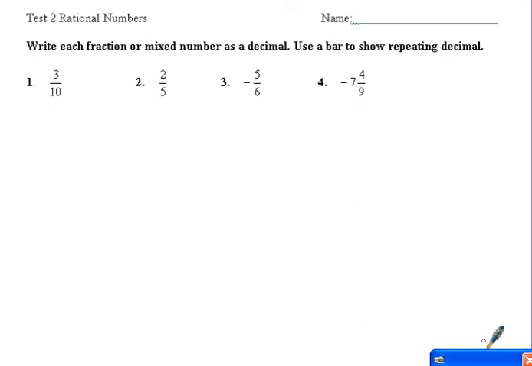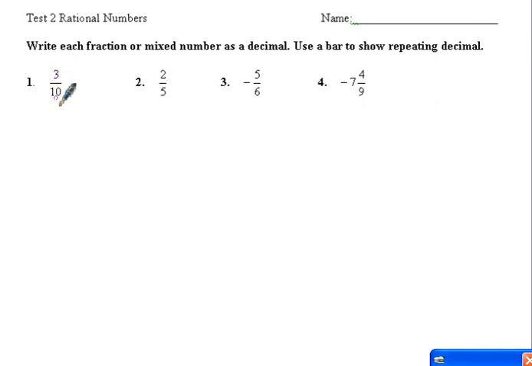So this video is on changing fractions into decimals. So we have the review here. Write each fraction or mixed number as a decimal. Use a bar to show a repeating decimal. So these are the problems from the review that we already did.